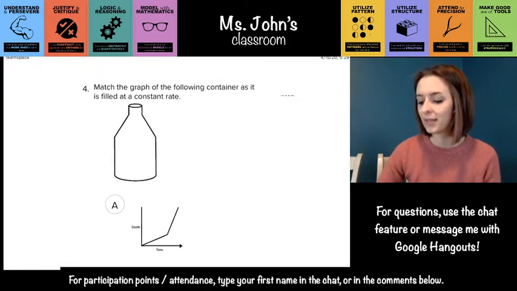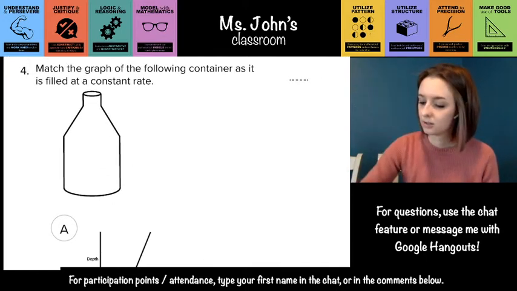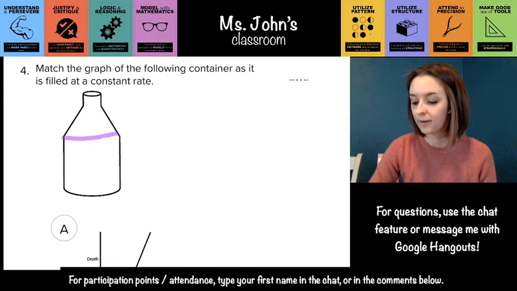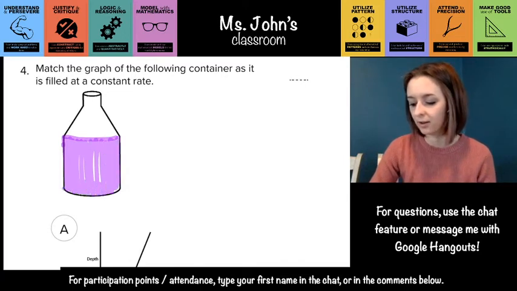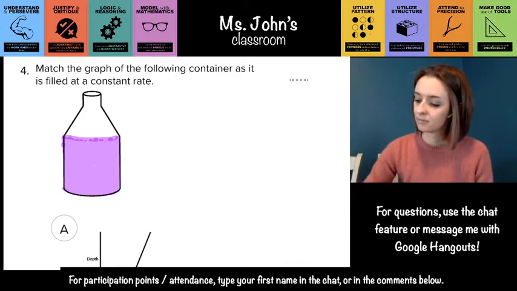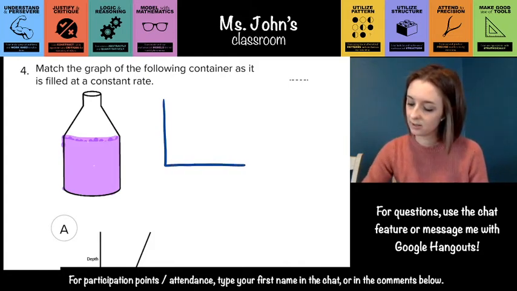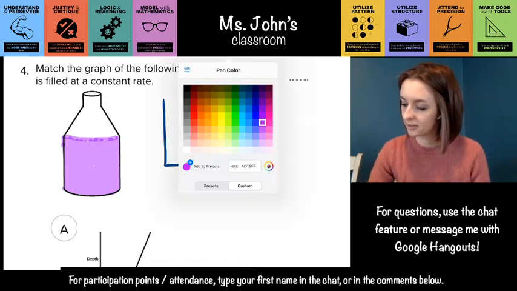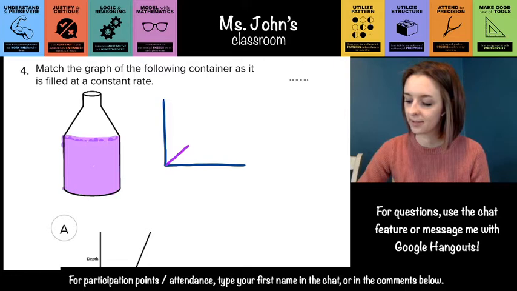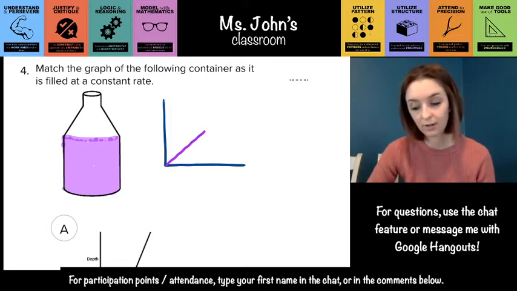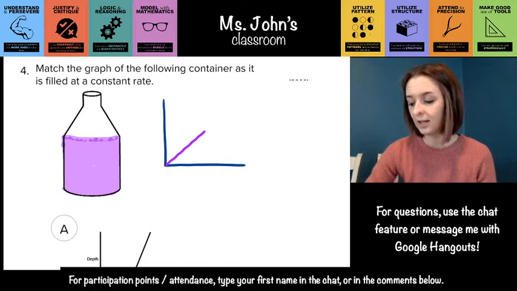Oh, look, good, we have another one. Let me highlight it again. So I'm going to highlight this whole bottom part the same color because it's constant. Again, the width of the container is not changing, which means that all of this part of the graph is going to be the same slope. So here's my graph. And all of that part, let me just get the right color, all of that part is going to be the same. So I'm just going to draw a straight line. I don't actually know how fast comparatively that is, but we'll be able to tell when we see the answer.